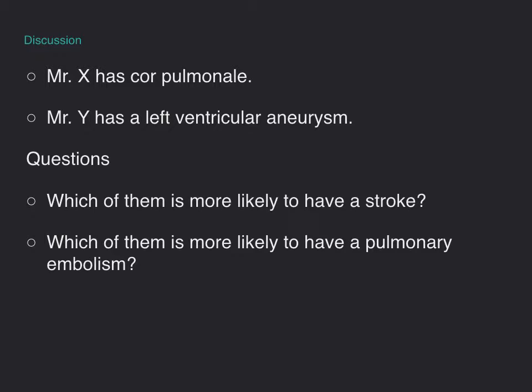So which of them is more likely to have a pulmonary embolism? In this case, Mr. X, with his cor pulmonale and right-sided failure, is more likely to have a pulmonary embolism.